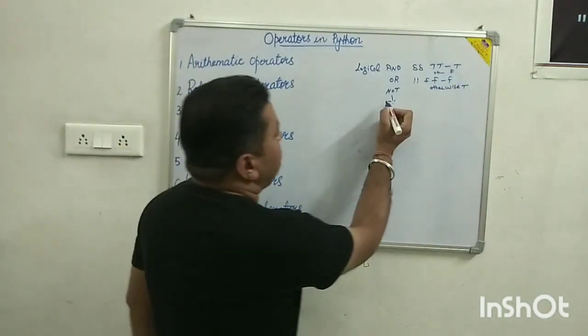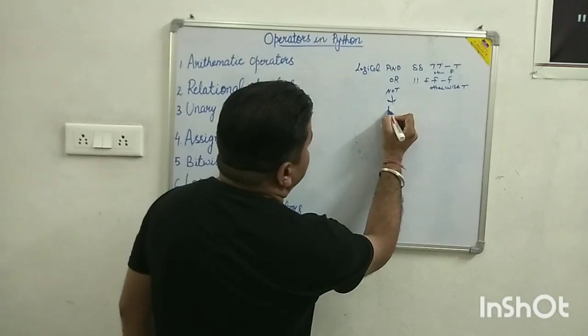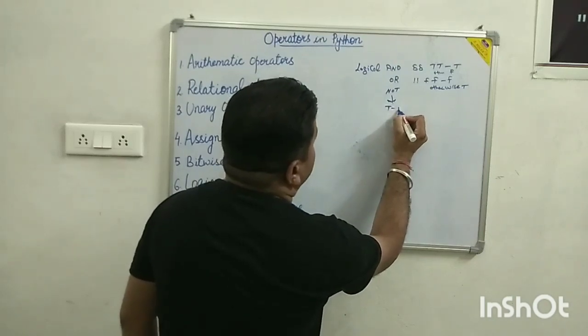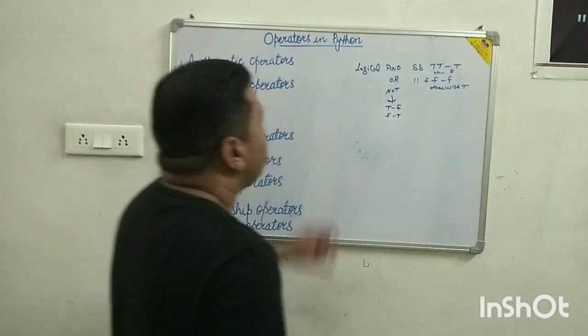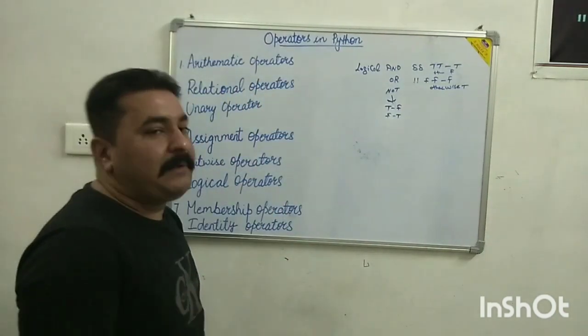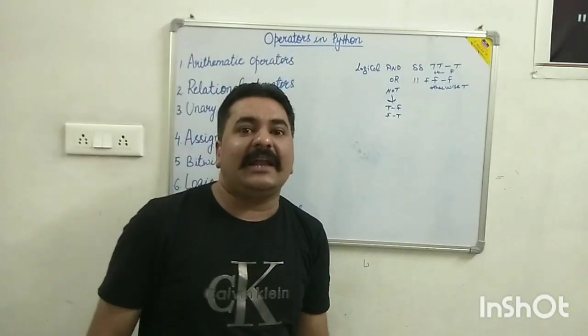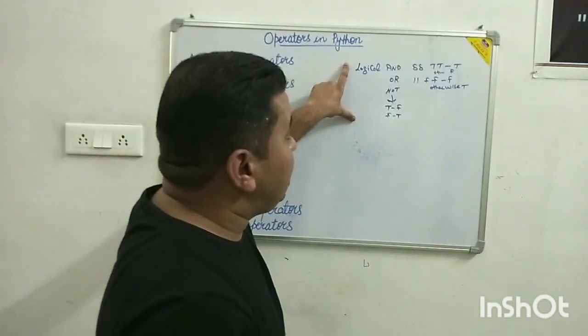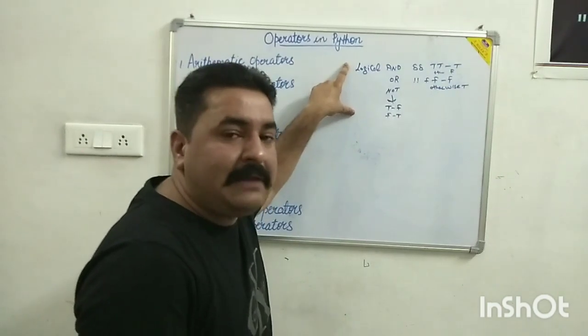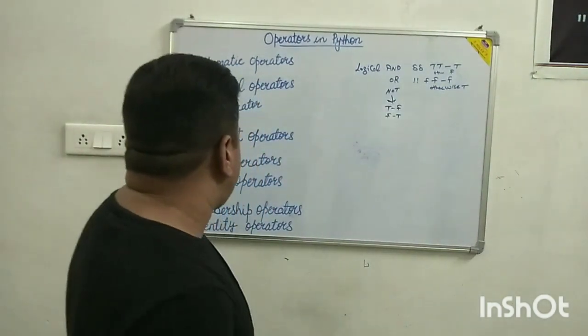And in logical NOT, if the value is true, then the result is false. If the value is false, then the result is true. So this comes in a logical operator, and logical operators are used in compound values in Python. So we are using simple combined values in Python while using these logical operators.